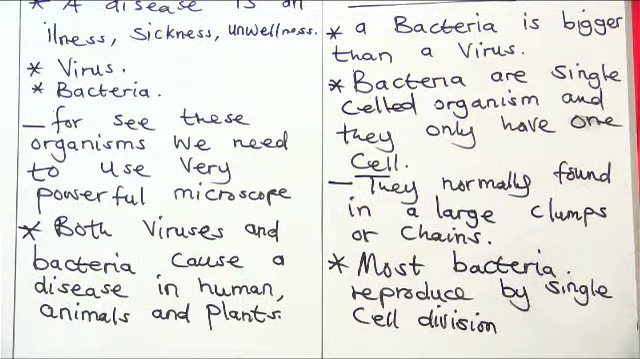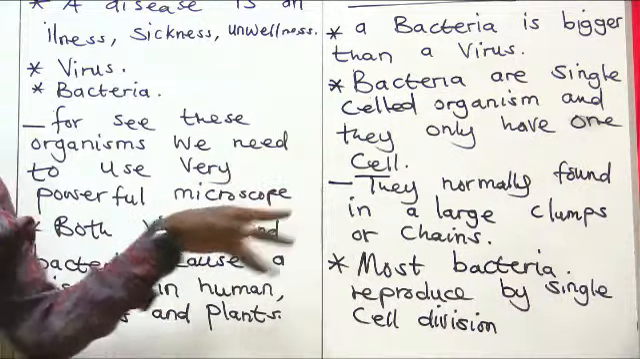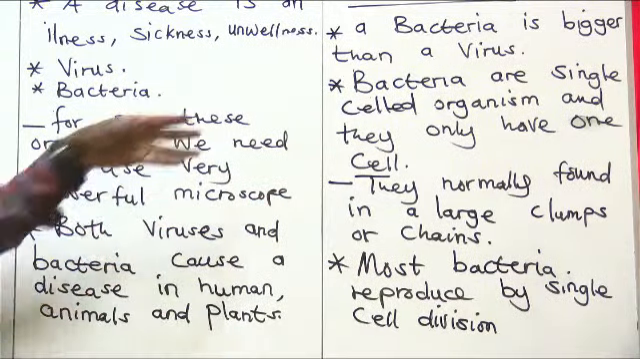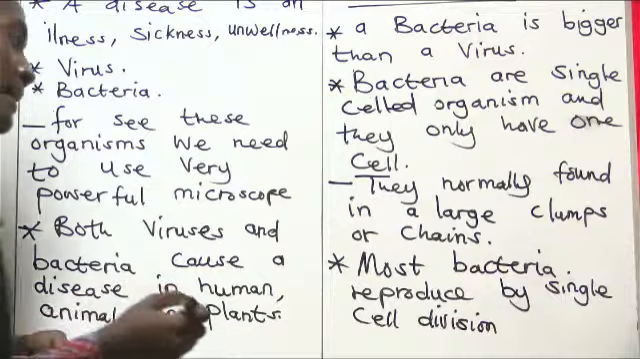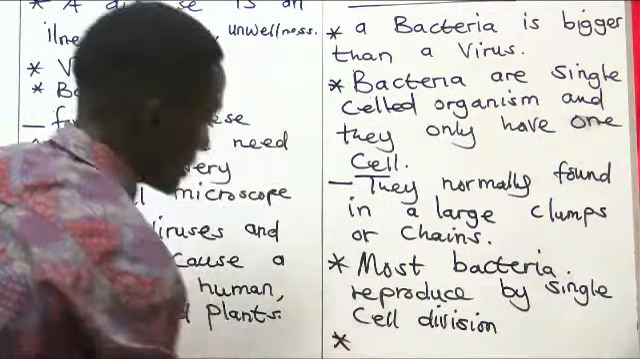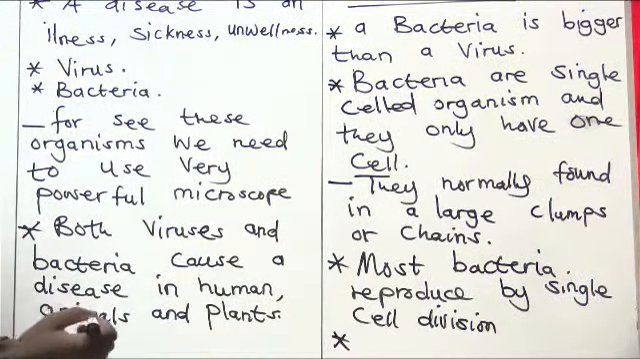So again, when we look at these bacteria, the difference is that they are in large clumps or chains, because we said these are bigger than the viruses. Viruses are smaller than these bacteria, because these are only in clumps or chains. And they are only produced by a single cell division. Let's look at another point for characteristics of bacteria.